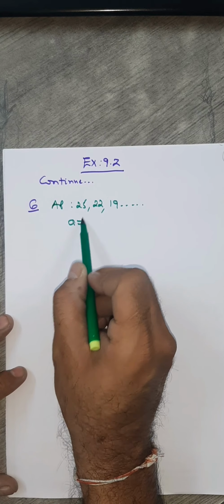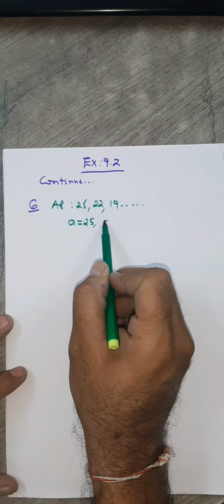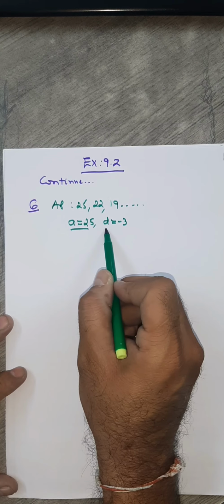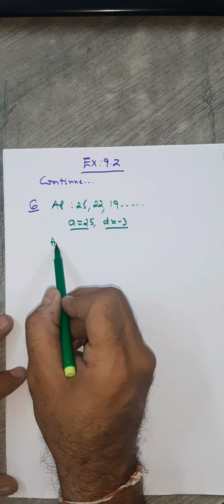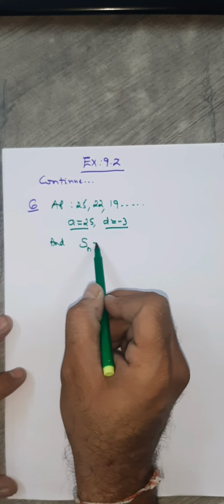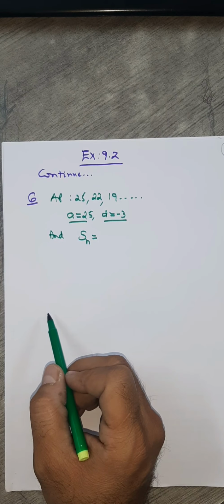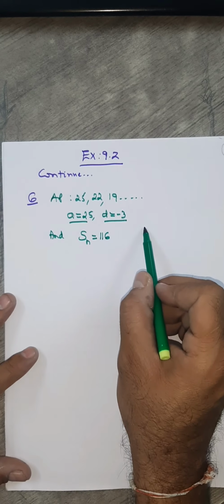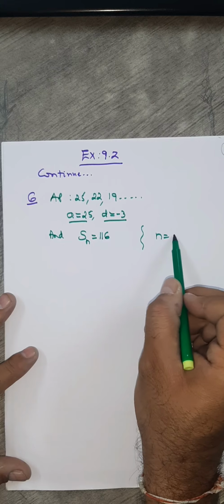So you can write A. What is A? 25. What is D? This minus this, which is minus 3. First term and common difference. And you are given Sn also. Read the question. The sum of a certain number of terms of an AP is 116. And what is the question? The question is to find n.